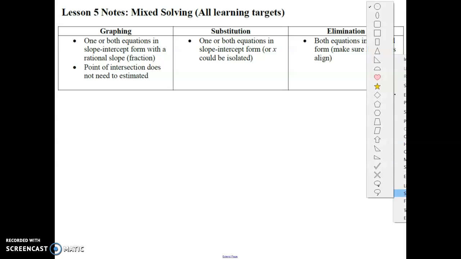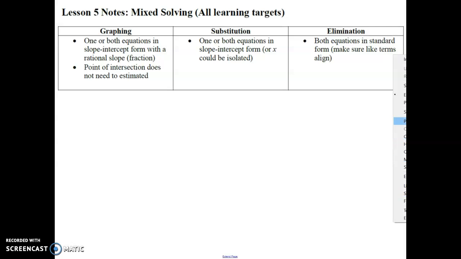Going to continue talking about solving systems of equations and talk more about mixed solving problems where I don't tell you what method to use when you're going to solve it. You have to decide. So we have three options that you've learned so far. The first is graphing, which we'll do when one or both of the equations is in slope-intercept form, especially if there's a fraction for the slope.